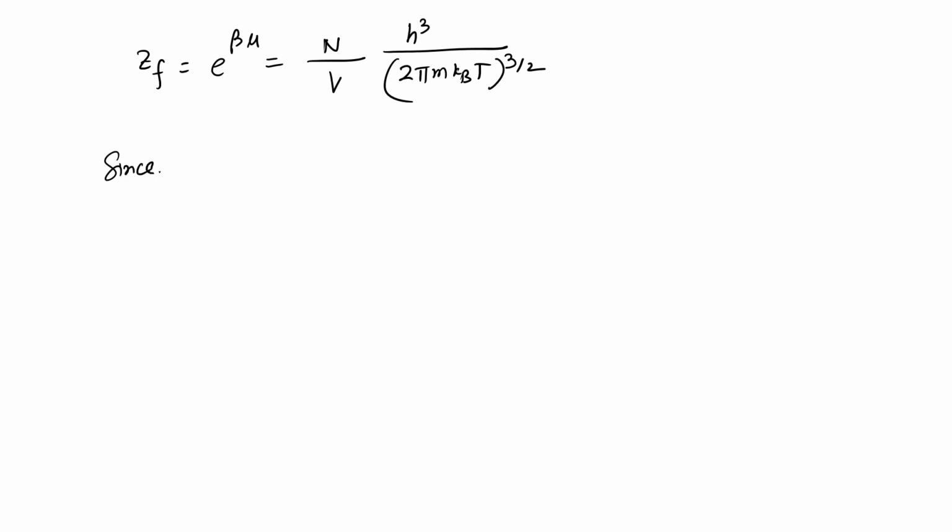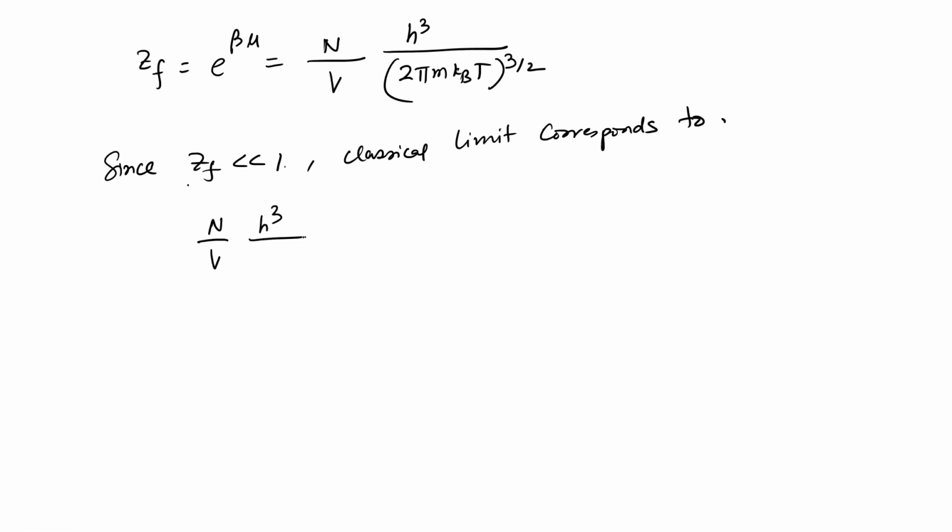Since zf is much smaller than 1, the classical limit would correspond to n over V, that is the right hand side, also being much less than 1, something that we have seen earlier, is much smaller than 1.